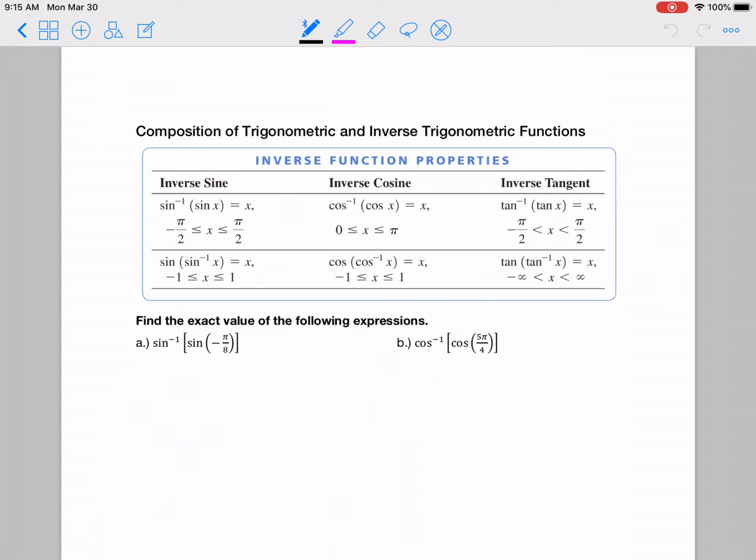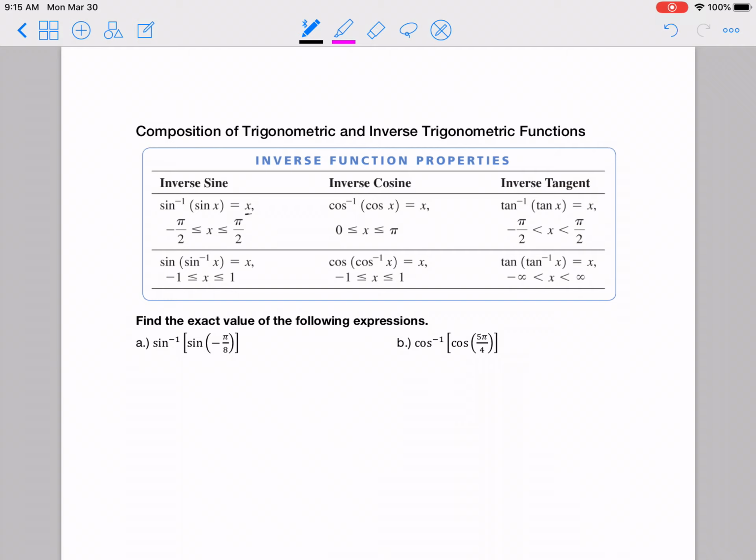Next, we're going to do composition of trigonometric and inverse trigonometric functions, and we only have just this and then the next page. So let's go ahead and take a look at this. This is what happens when we basically have them undo each other. So as long as your x value here is between negative pi over 2 and pi over 2, then the arc sine is just going to undo the sine.